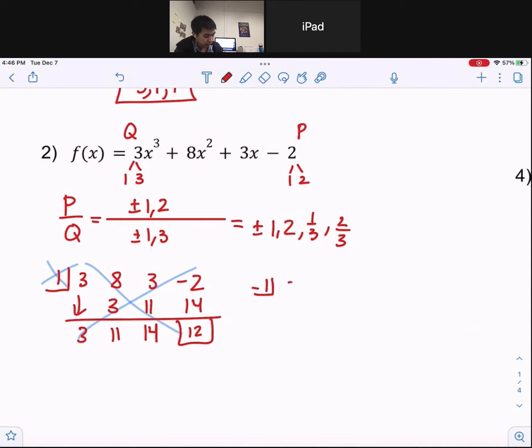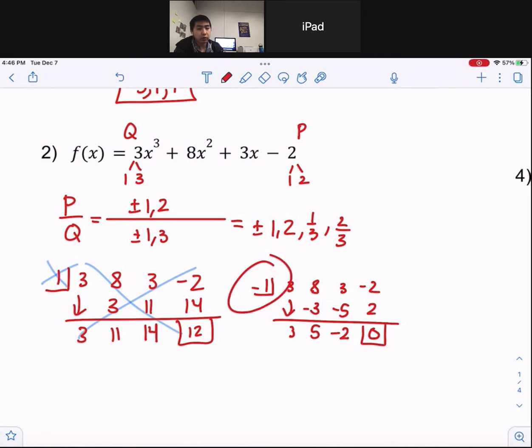Let's try -1. 3 times -1 is -3, you add, it's 5. 5 times -1 is -5, you add, it's -2. -2 times -1 is 2, you add, it's 0. So, we did find one of our answers, right? It's going to be -1.